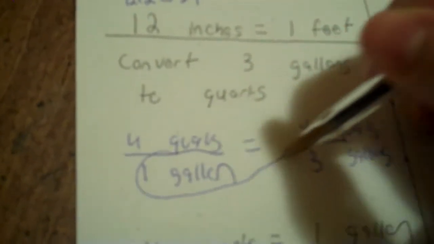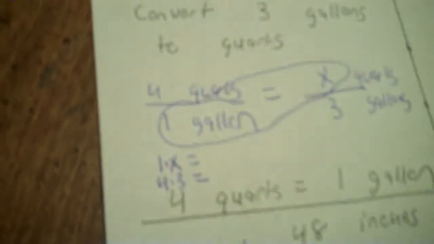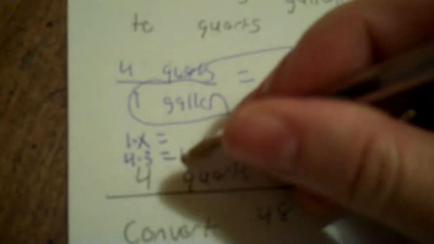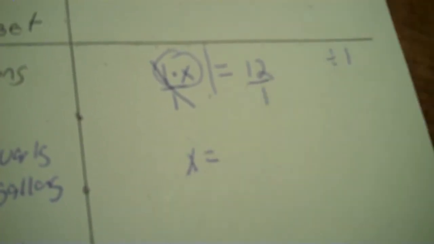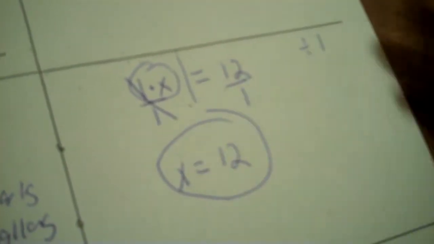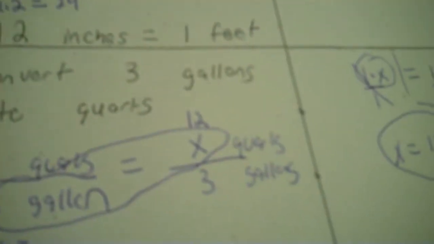Now, circle the one with the x. So 1 times x, I can't figure that out, so over here I just put 1 times x. Now 4 times 3 is going to be 12, okay? So 1 times x equals 12. So you divide by 1 again, which gets rid of the times 1. 12 divided by 1 is 12. That's my answer. So put 12 right there.